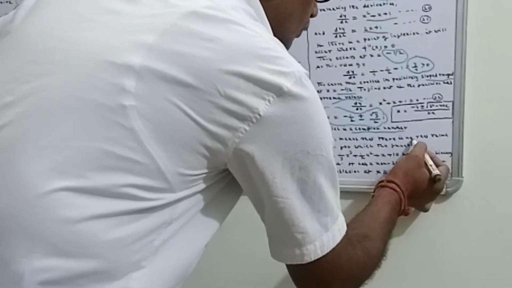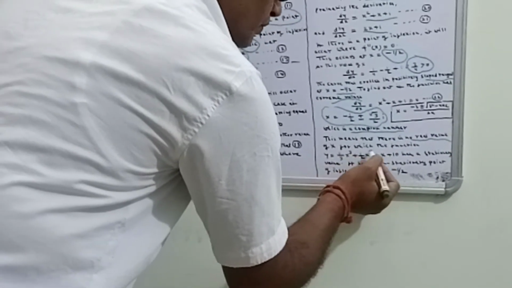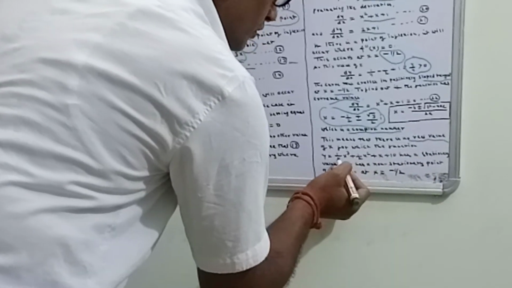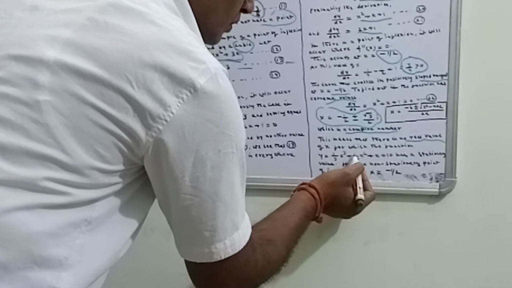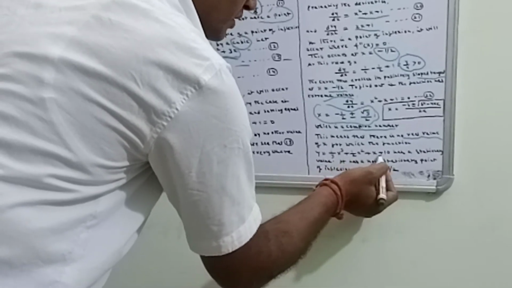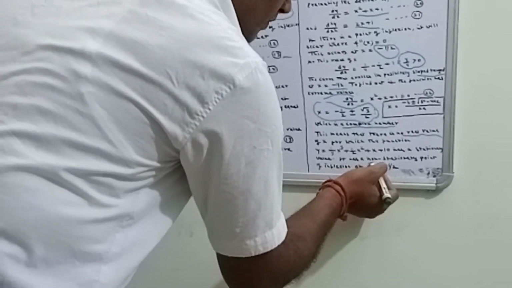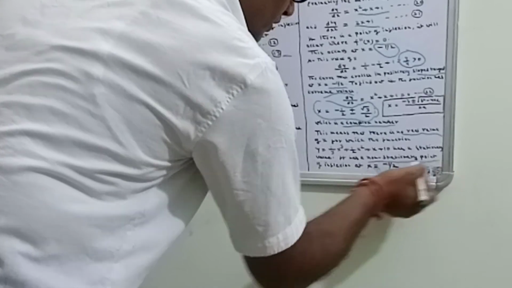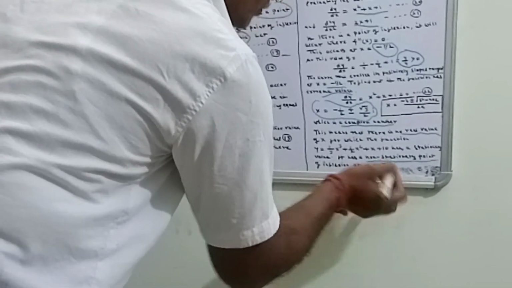This means that there is no real value of x for which the function y equal to 1 by 3 x cubed plus 1 by 2 x squared plus x plus 10 has a stationary value, and it has a non-stationary point of inflection at x equal to minus 1 by 2.